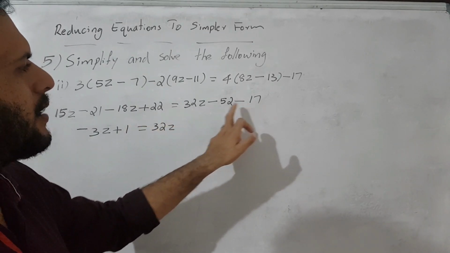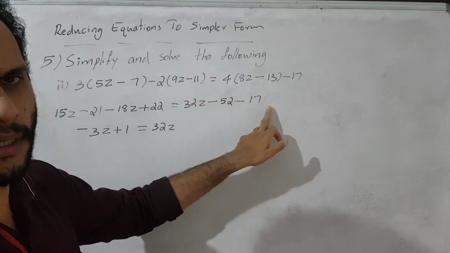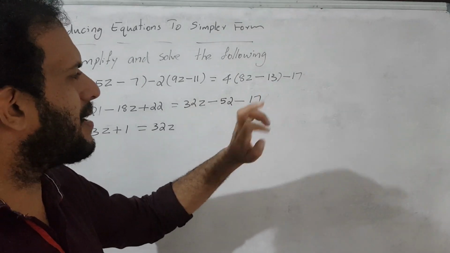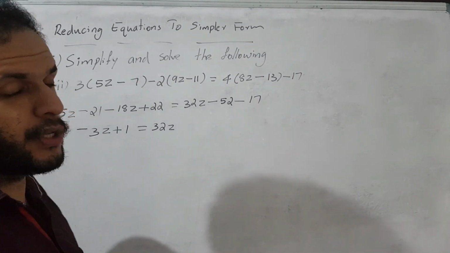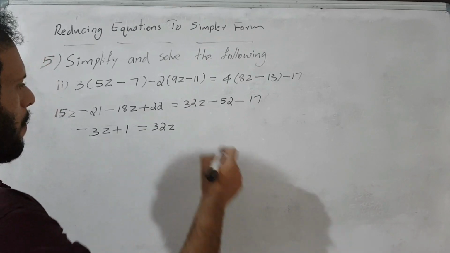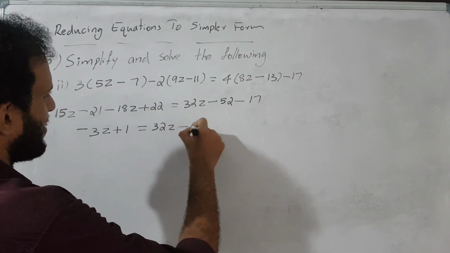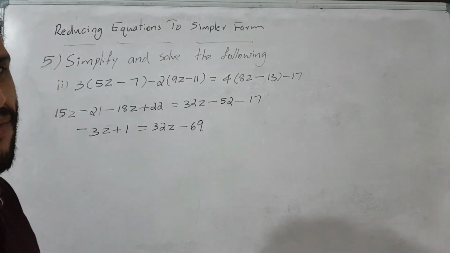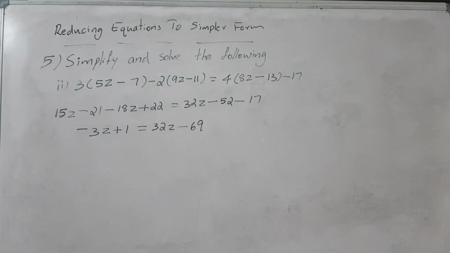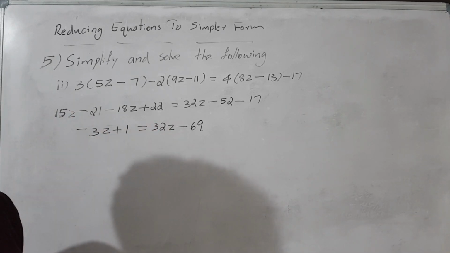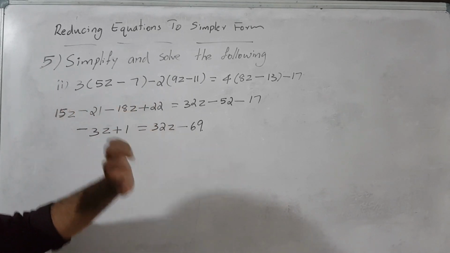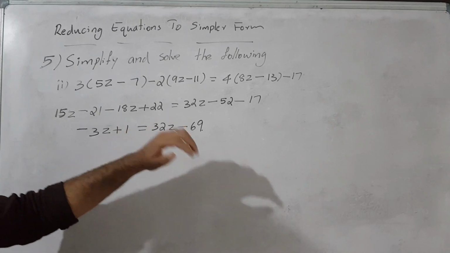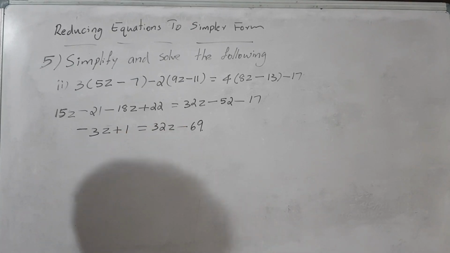The next, here we have the terms not containing the variable. Two terms do not contain the variable, minus 52 and minus 17. So we add minus 52 minus 17 is equal to minus 69. Minus 69. Correct? The next, the same. What is the next? We take the variable-containing terms on one side and non-containing terms on the other side. Here 32z is bigger, so I transpose minus 3z to the side of 32z. Okay, then what changes?